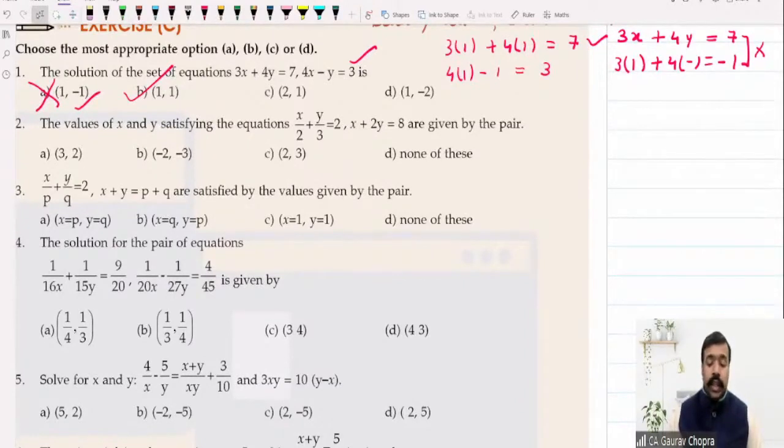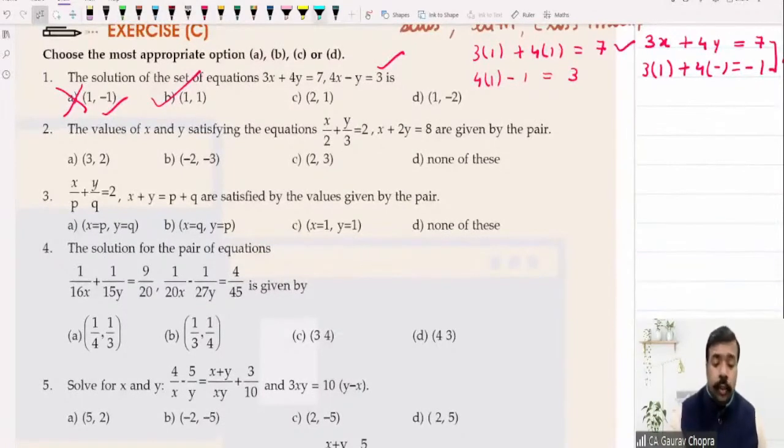For the second question, again, we have to find the result. So easily, when we see the options, the first equation says x by 2 plus y by 3 gives 2. So if we try 3, 2, clearly we can see that it will not give 2, because 3 by 2 and 2 by 3 will not result in 2. The first option is wrong. The second option is a negative value, but we are getting the result as a positive value. The second is also straightforwardly rejected.